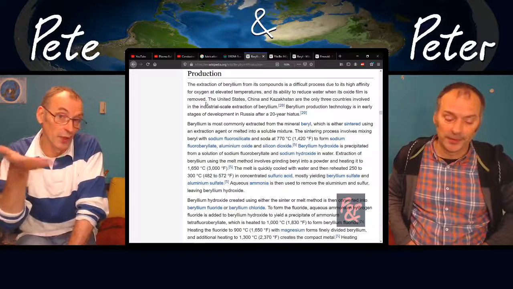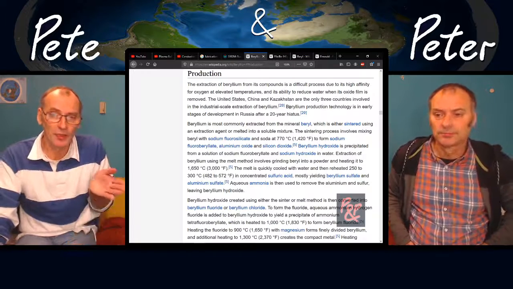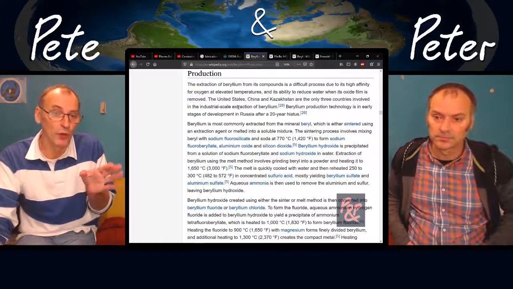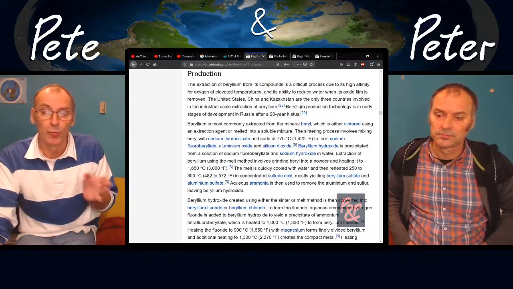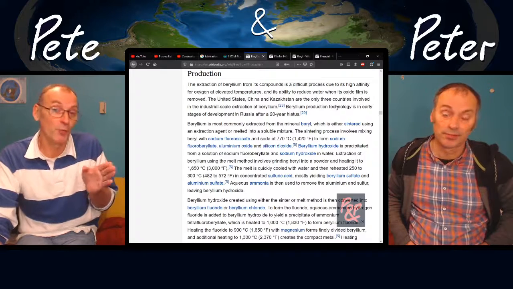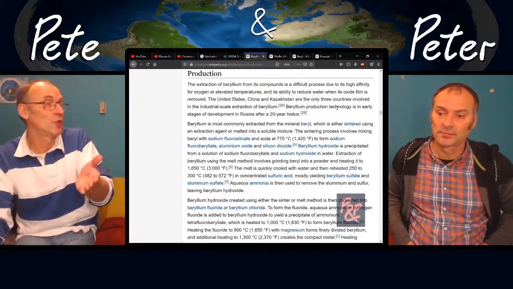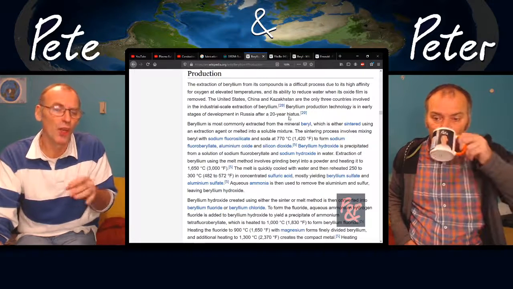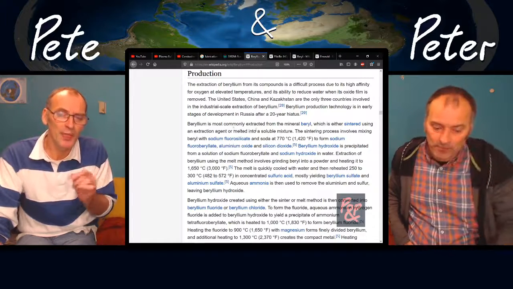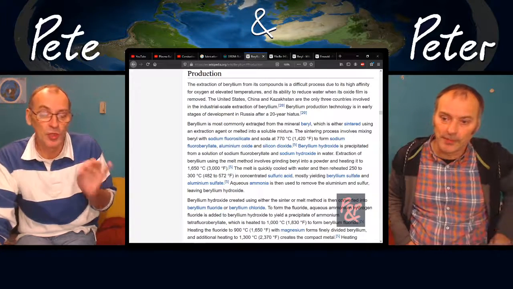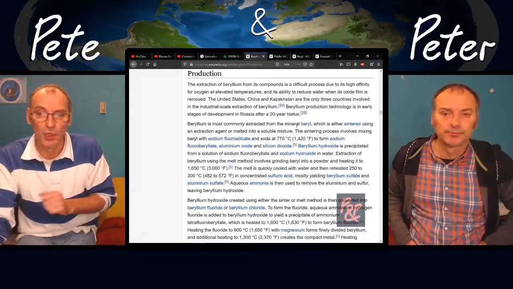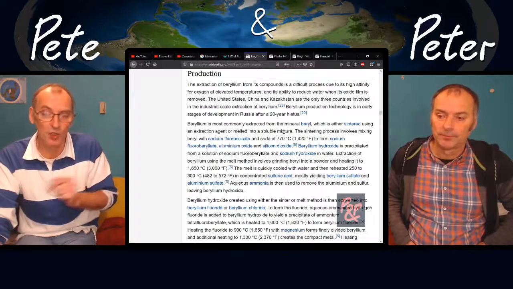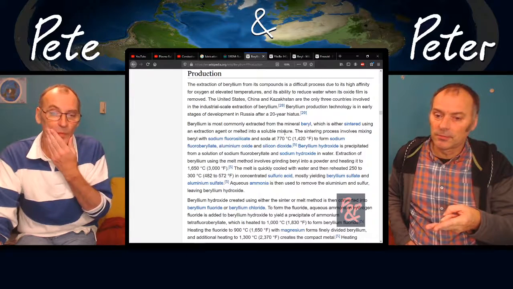The United States, China and Kazakhstan are the only three countries involved in the industrial scale extraction, or production, of beryllium. Notice it goes from extraction straight on to production. Beryllium production technology is in its early stages of development in Russia after a 20-year hiatus. Beryllium is most commonly extracted from the mineral beryl, which is either sintered using an extraction agent or melted into a soluble mixture. So it's either sintered or melted.